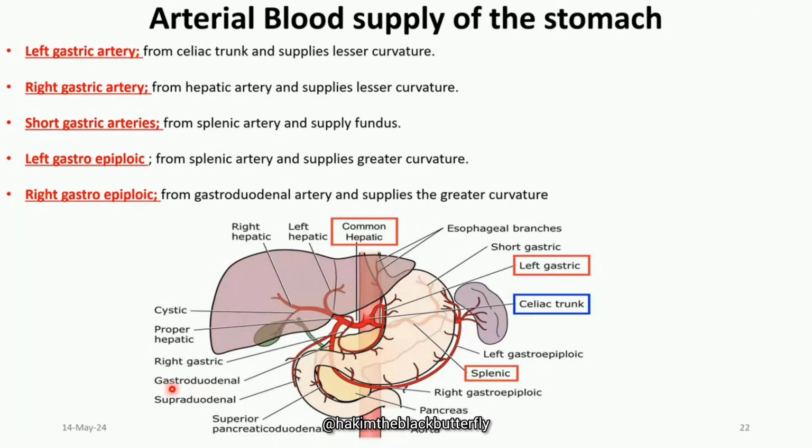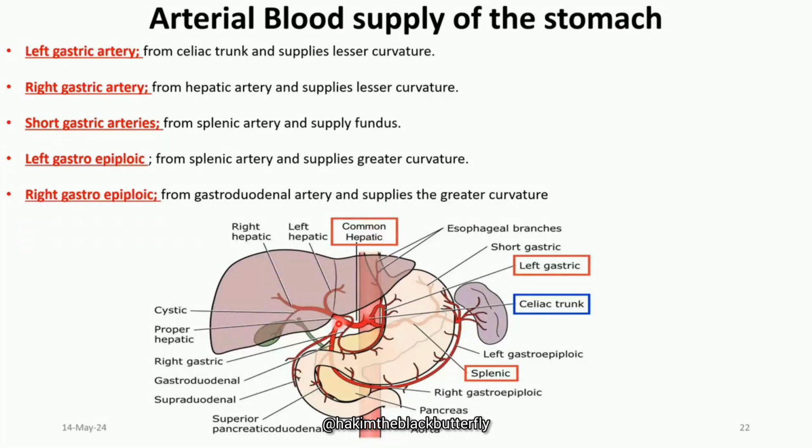And after giving off the gastroduodenal, it's going to continue to the liver as the hepatic artery proper. Why proper? Because it's the artery that's going to supply blood to the liver. This was the common hepatic artery, also giving rise to many other arteries, as you can see. But this is the hepatic artery proper because it is destined to reach the liver.